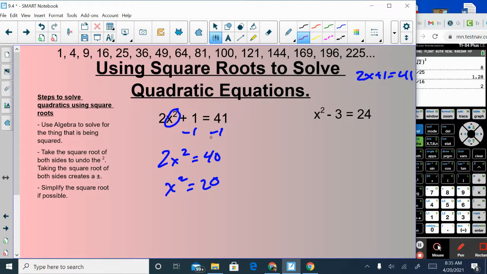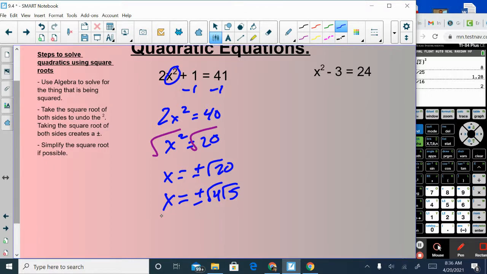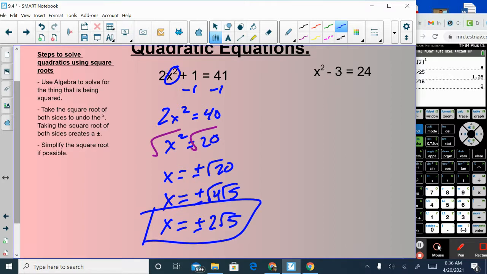Now x squared is by itself. To undo the squared, you have to take the square root of both sides. So you have x is equal to, taking the square root of both sides creates a plus or minus, the square root of 20. Look up at our numbers up here, this list, and see if any of these numbers evenly divide 20, and 4 does. x is equal to the square root of 4 times the square root of 5. The square root of 4 can be simplified to 2, so 2 root 5. Answer.